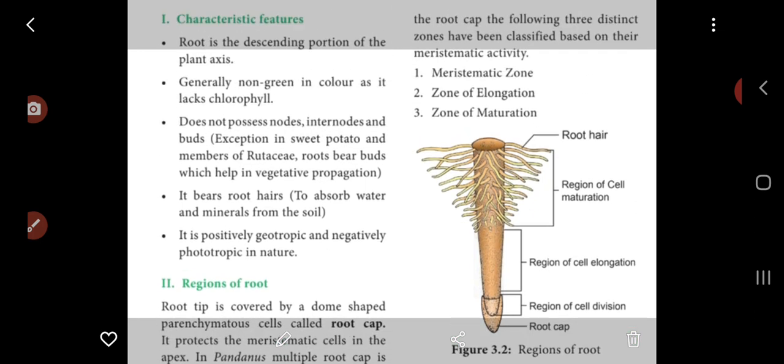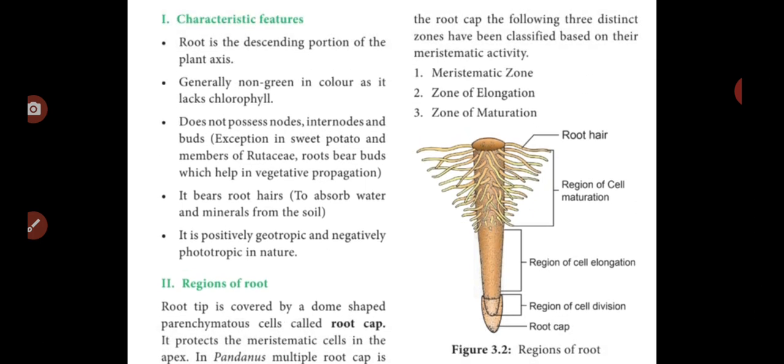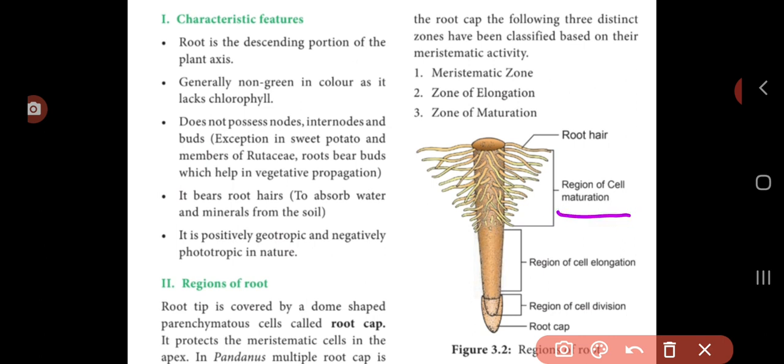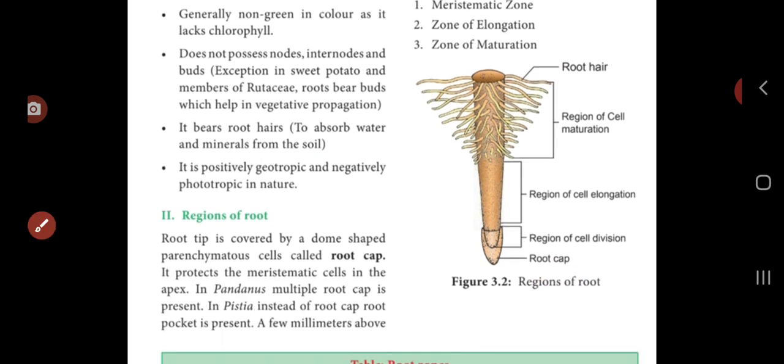See here, in which region are the root hairs present? This is the region of cell maturation. So here only the root hairs are present. So the root hairs are produced from this zone of maturation. One mark question can be asked. So that's all about the regions of the root. Next we will see about the types of root.